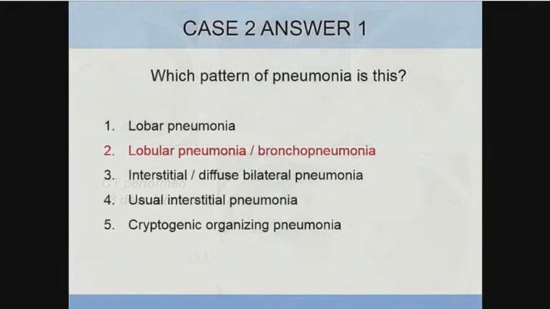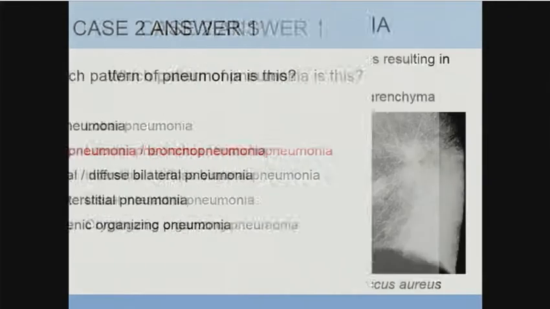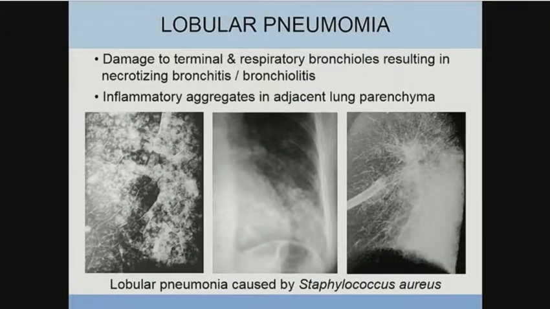So the correct answer is lobular or bronchopneumonia. And why is this so? In lobular pneumonia, the damage is directed not to the alveoli, but to the terminal and respiratory bronchioles. And that actually results in a necrotizing bronchitis or bronchiolitis.